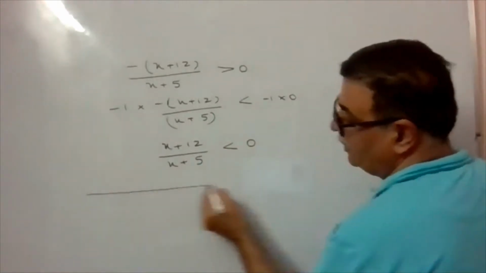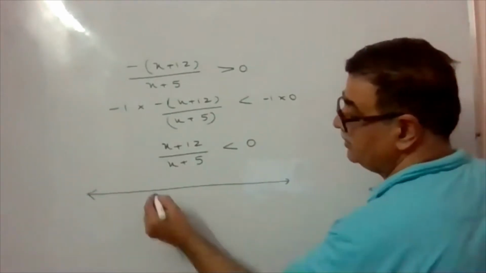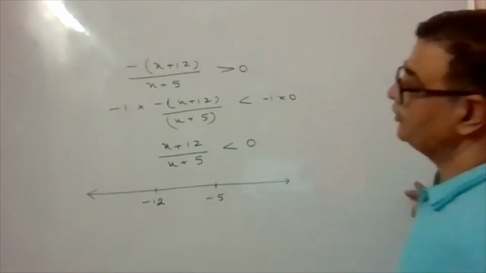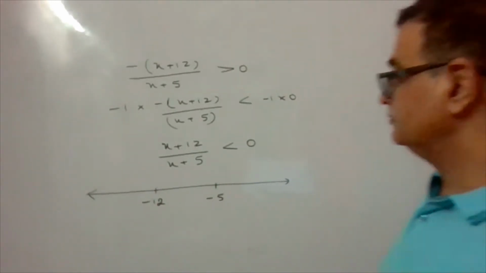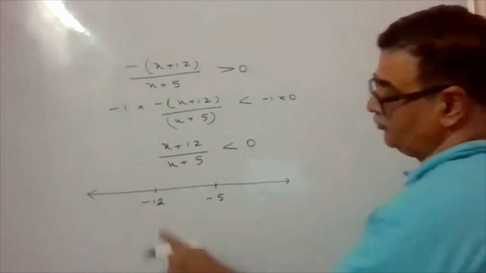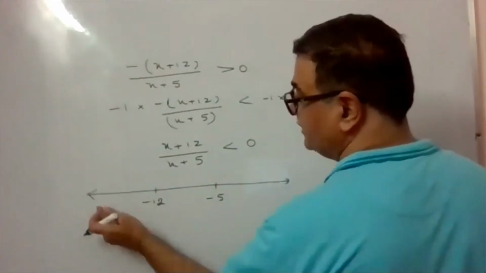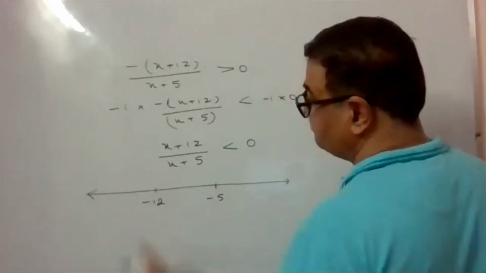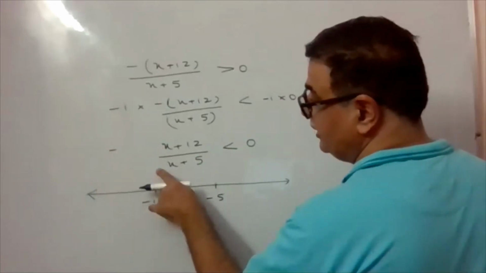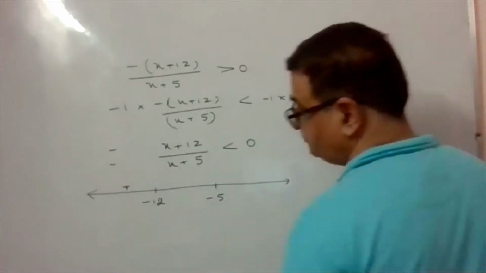And now we go on the number line. What possible points are there? Minus 12, minus 5. Now we will take a value less than minus 12, maybe minus 13 or minus 14. If I put minus 13, it will be minus here, and minus 13 will also be minus here, so the net comes out to be plus.